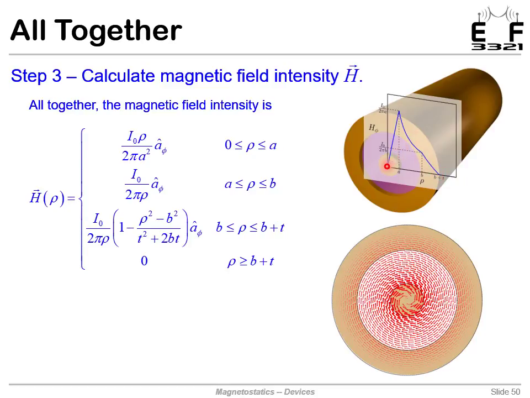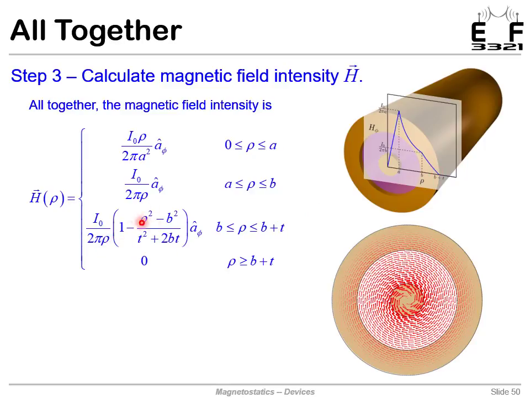So what we can see is the magnetic field in the inner conductor increases rather sharply, linearly, and ends up being a maximum right at the outside of that inner conductor. Then in the region between the conductors, it decays as 1 over rho. Then in the outer conductor, it also decays approximately as 1 over rho.